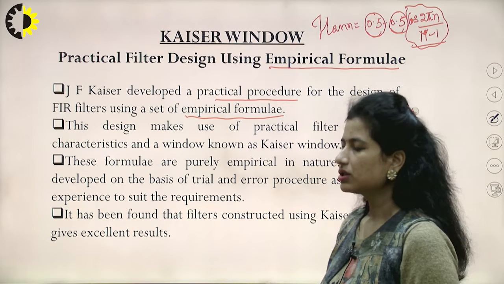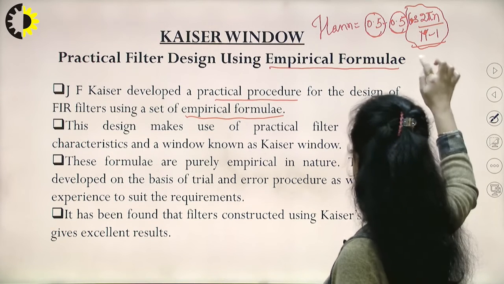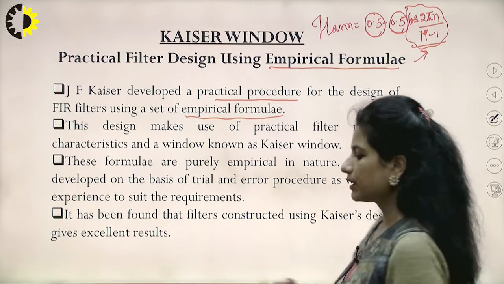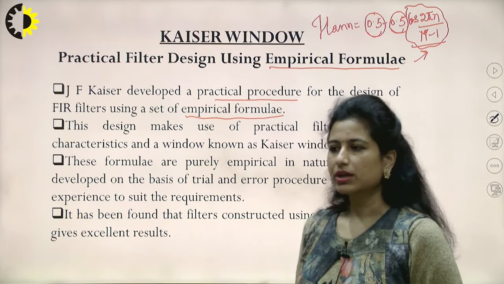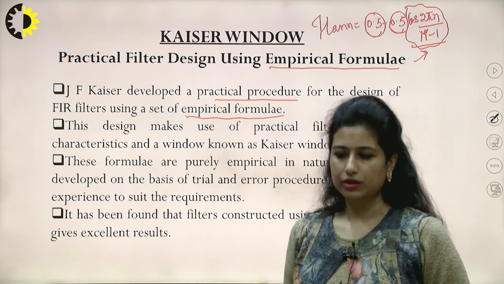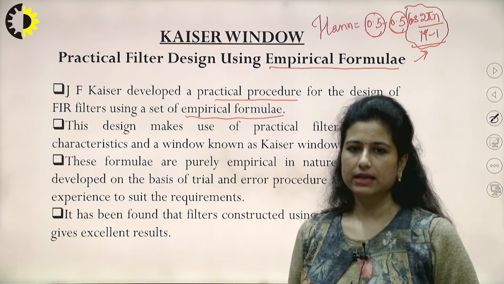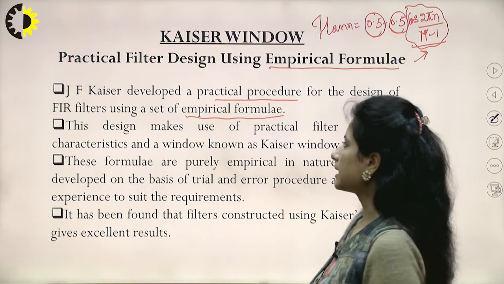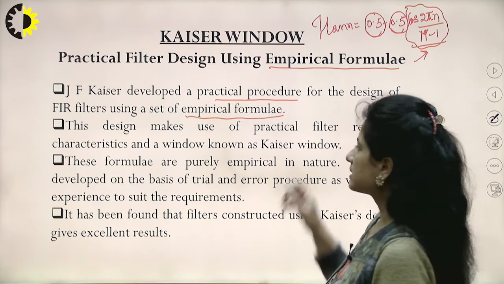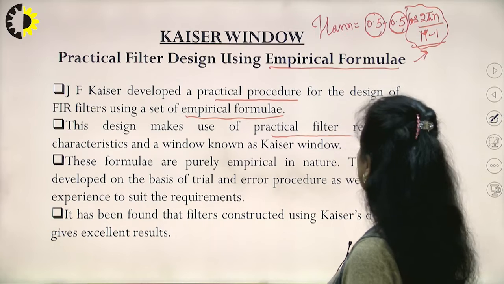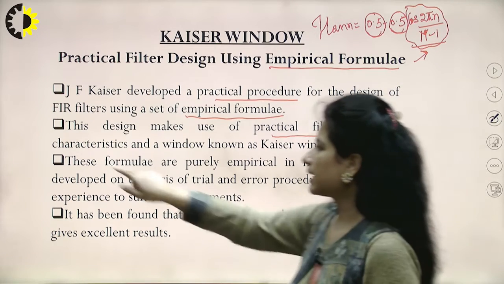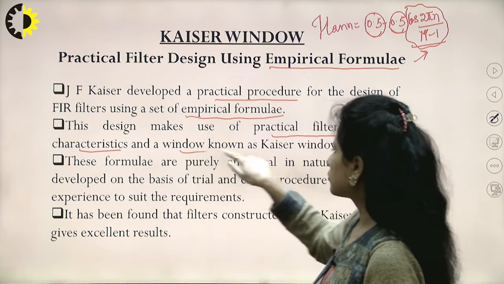I can change the slope of the window. I may use another kind of window function which cannot be specifically a cosine function. So that's why I say that I get more flexibility in designing of the filter using this Kaiser method. So this design makes use of the practical filter response characteristic, and the window is called the Kaiser window.